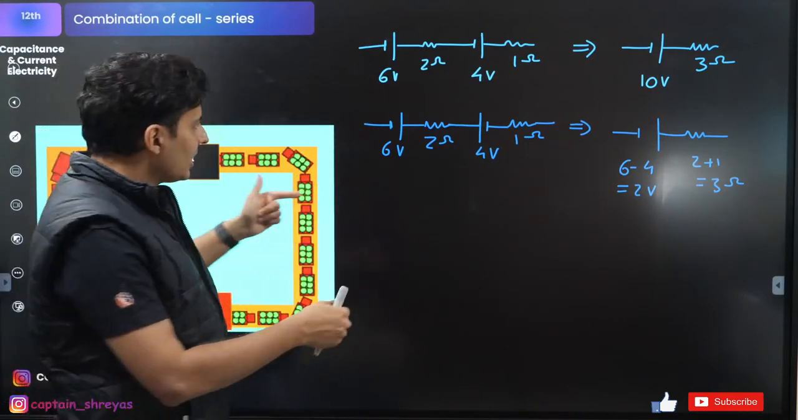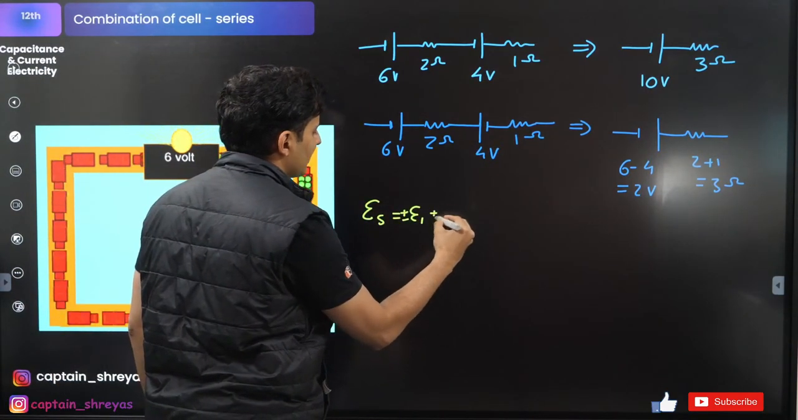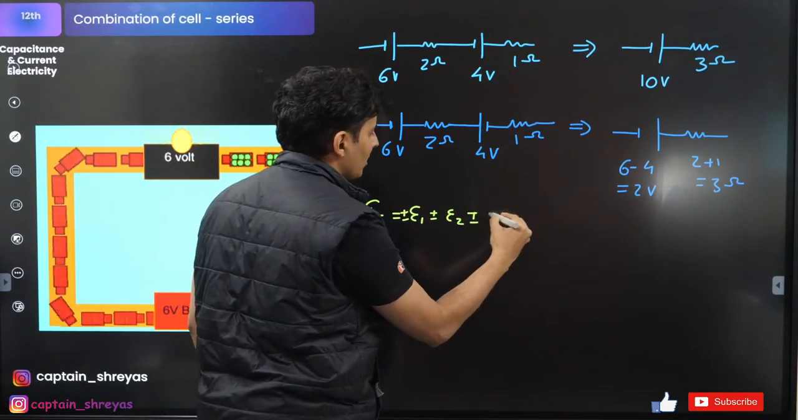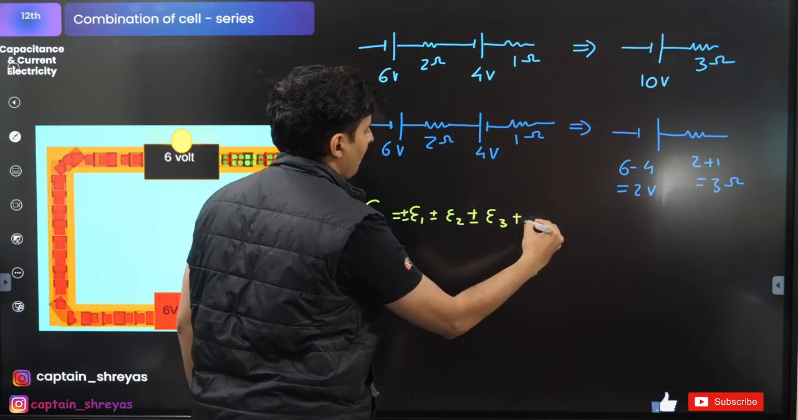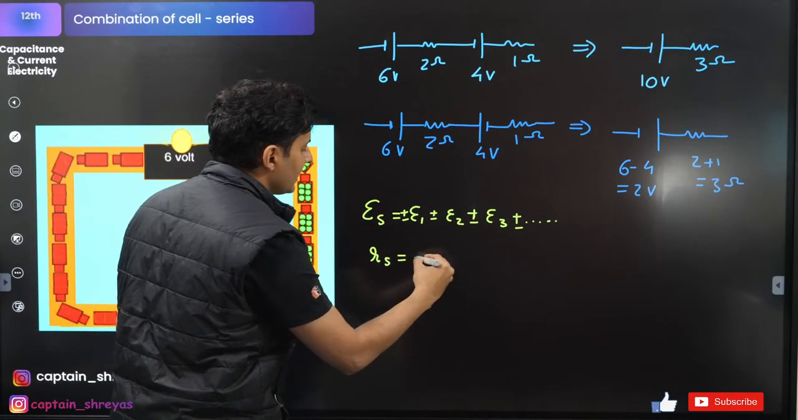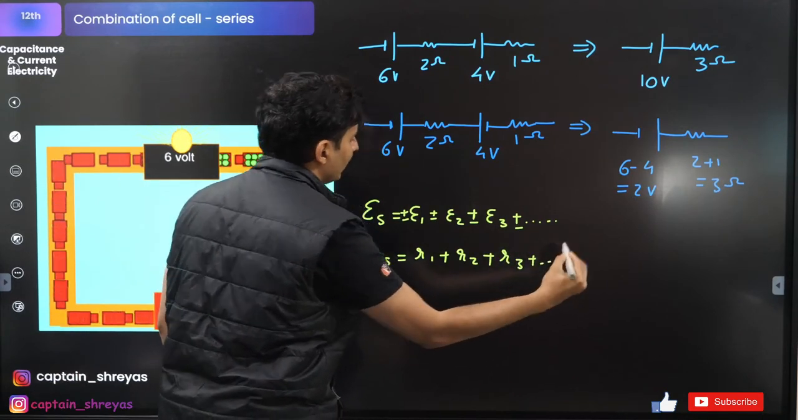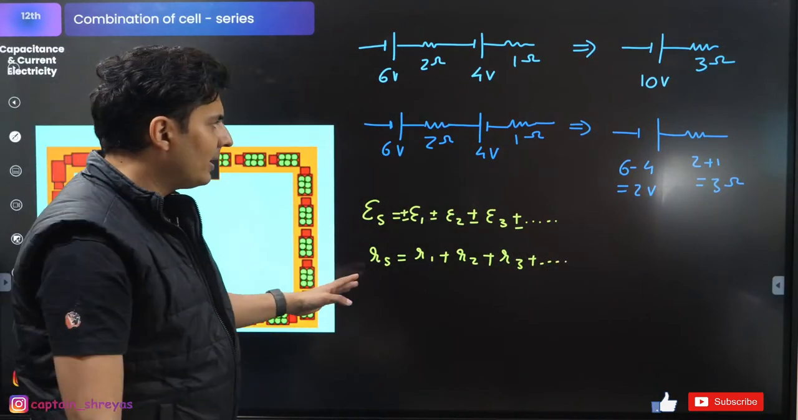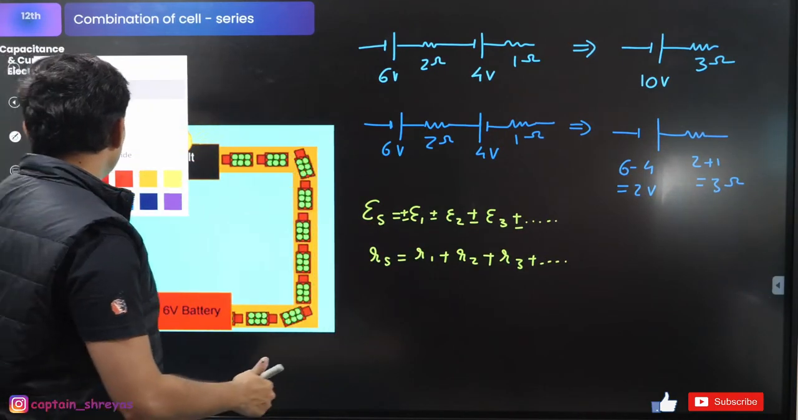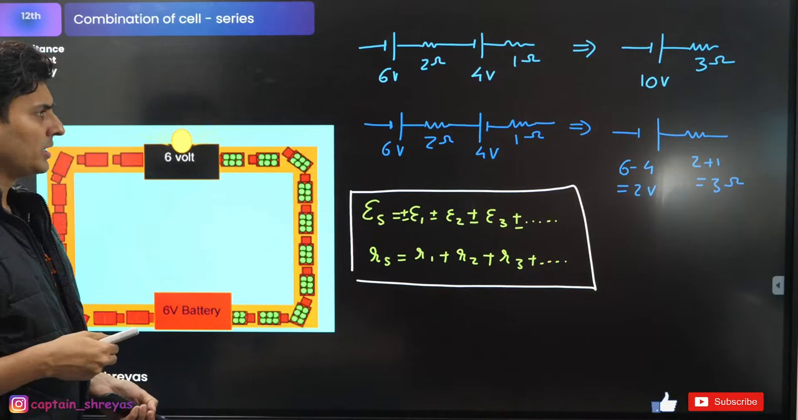Okay. Now, the final formula which I'll write is E1, I can put plus minus because I do not know whether they help or they oppose. That's why that plus minus. So like this, you will have many terms, till n number of cells. And the equivalent resistance in series is just simple addition. There is no plus minus in that. R1 plus R2 plus R3, and so on and so forth. Cool, guys? Everyone with me? So that is for cells in series. Very, very important formula. You should know what happens when they help and oppose each other.